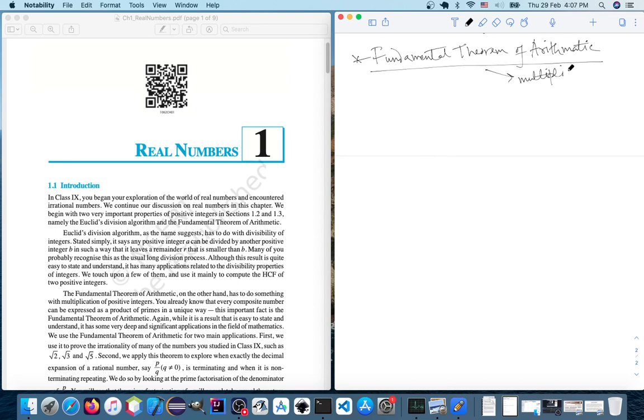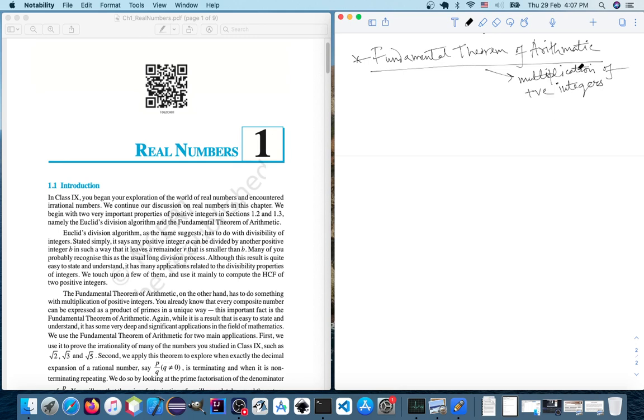The fundamental theorem of arithmetic is all about multiplication of positive integers. It says that you already know that every composite number can be expressed as a product of primes in a unique way. This important fact is the fundamental theorem of arithmetic.